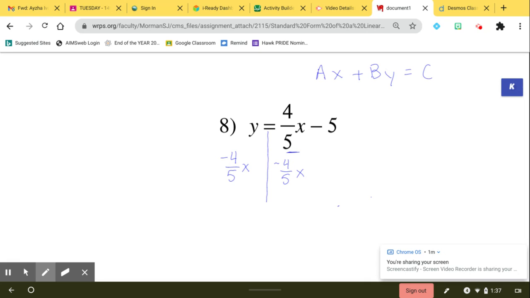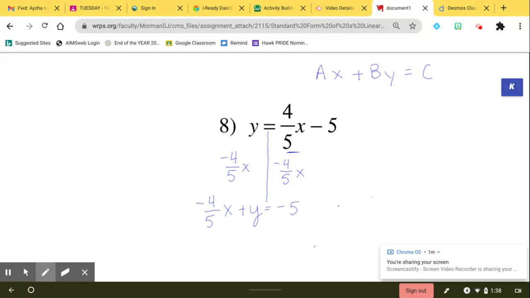X and y are not like terms, so I can't combine them. So I'm just going to start with rearranging it with my x up front. So it's negative 4/5 x plus y, because we have a positive y, is equal to negative 5.